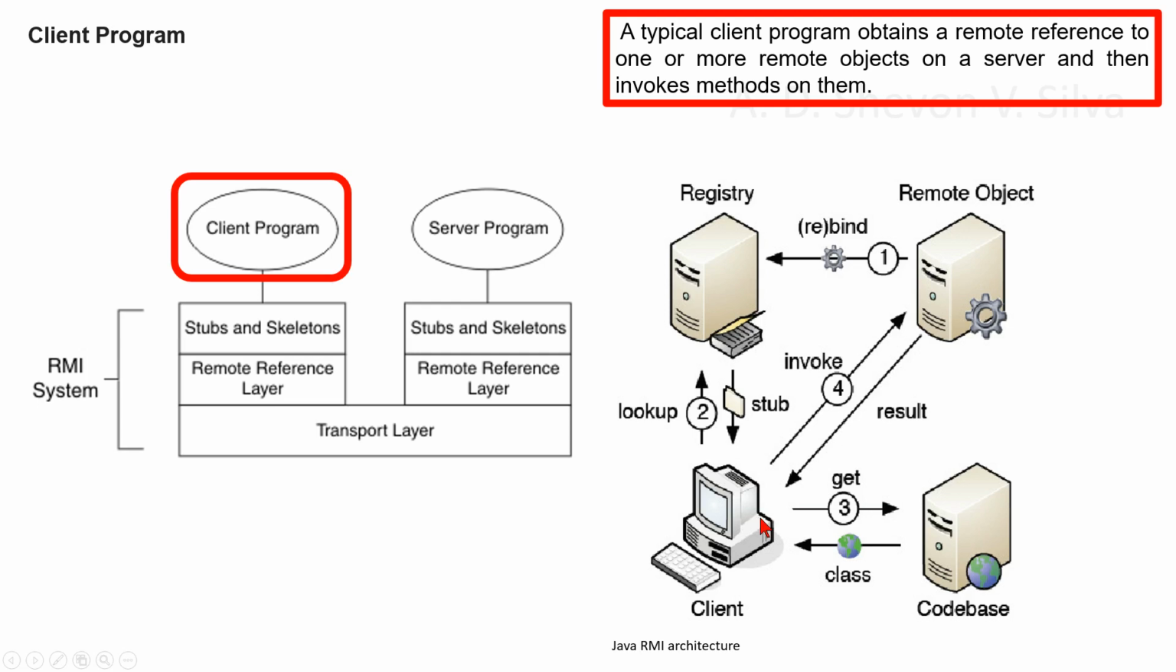Step 3 here, if the client JVM does not find the class definition of the remote object's interface or any other types that are used within the interface in its local class path, it queries the code base whose location can be provided within the stub by the remote object server. Step 4, the client can then invoke methods on the remote server objects.